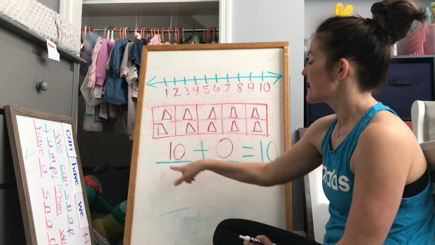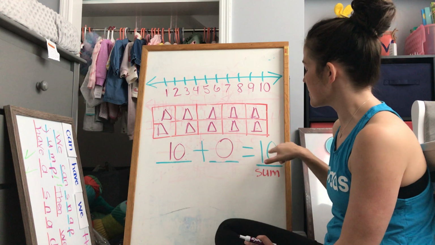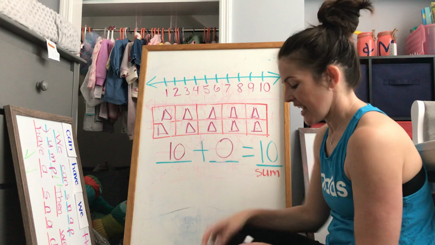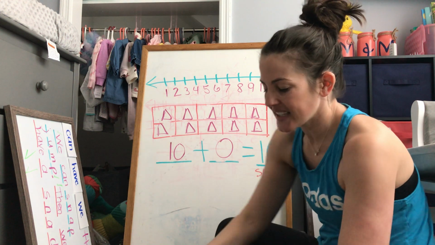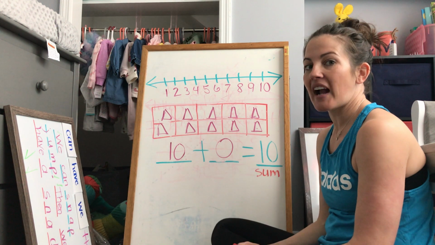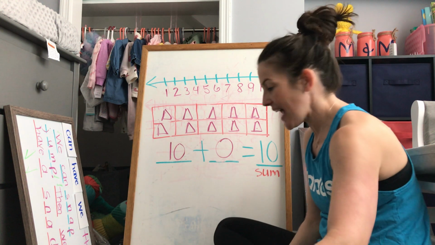You read it. 10 plus 0 equals 10. One more time. 10 plus 0 equals 10. Anytime you add 0 to a number, it's always going to equal the same number at the end. And that's all I have for you today.